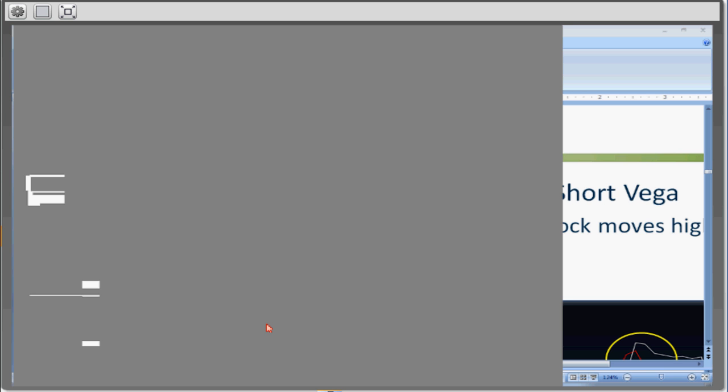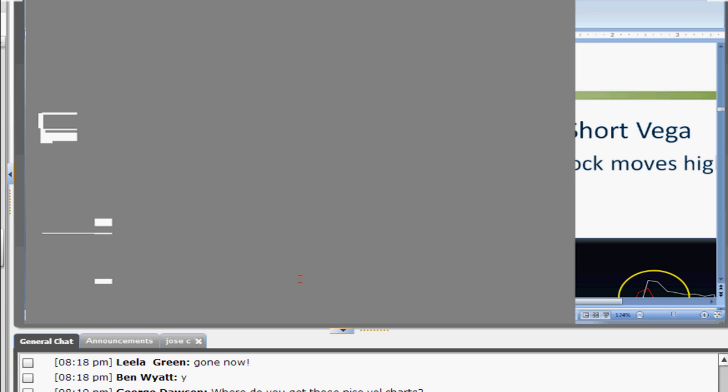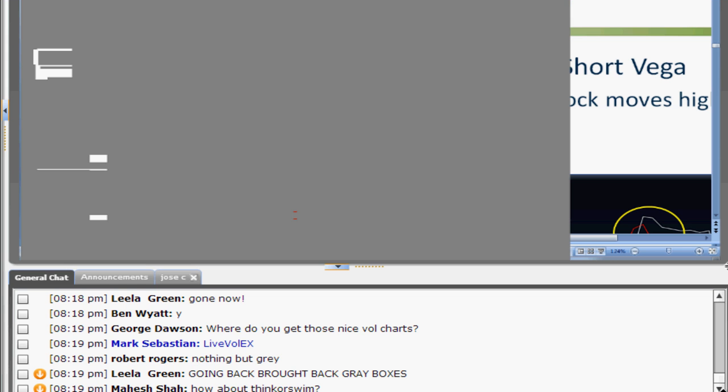All right. So yeah, you're seeing gray boxes because I'm looking at the question of where you get those nice vol charts. I use LiveVol X. You can clear through Interactive Brokers. They're actually cheaper to trade than Interactive Brokers, and it's a better execution platform. Imagine this. It's got the underlying of Interactive Brokers and a front end that's much better than Thinkorswim.